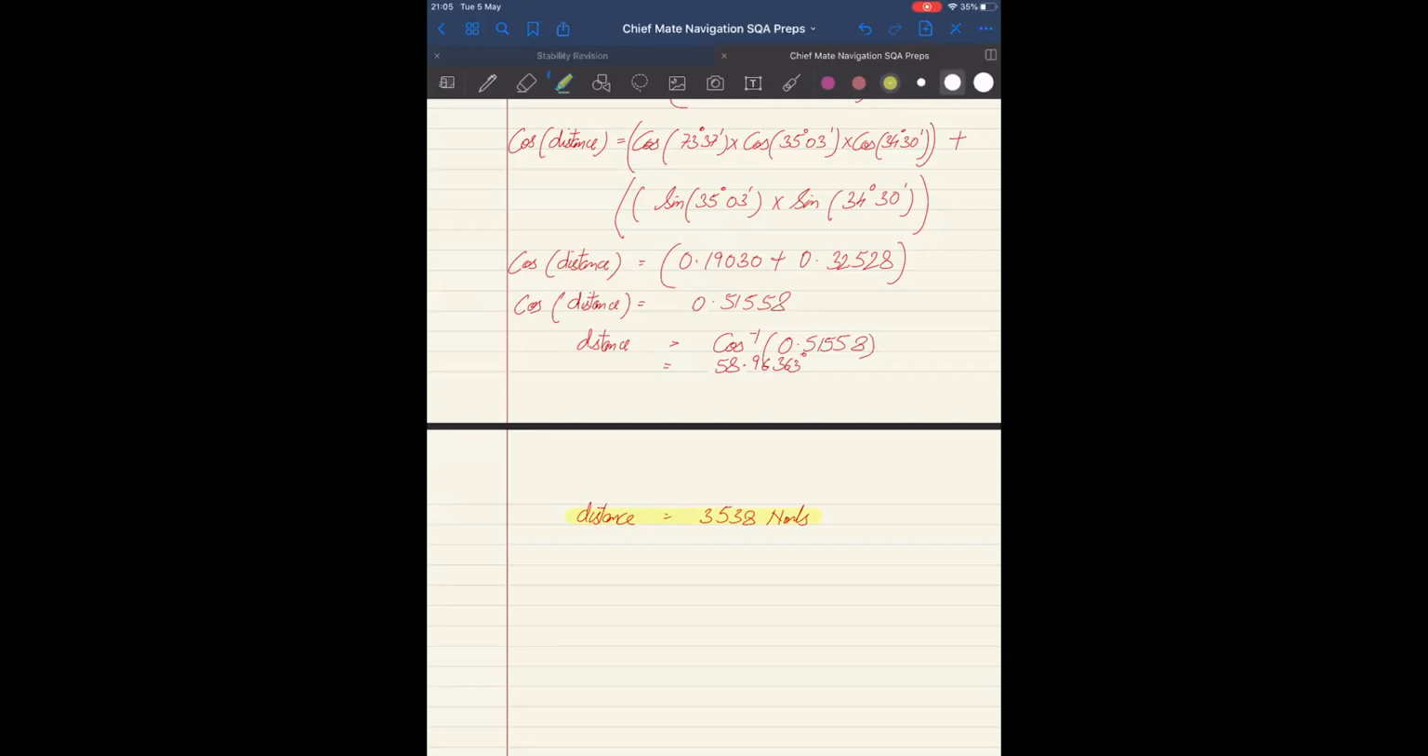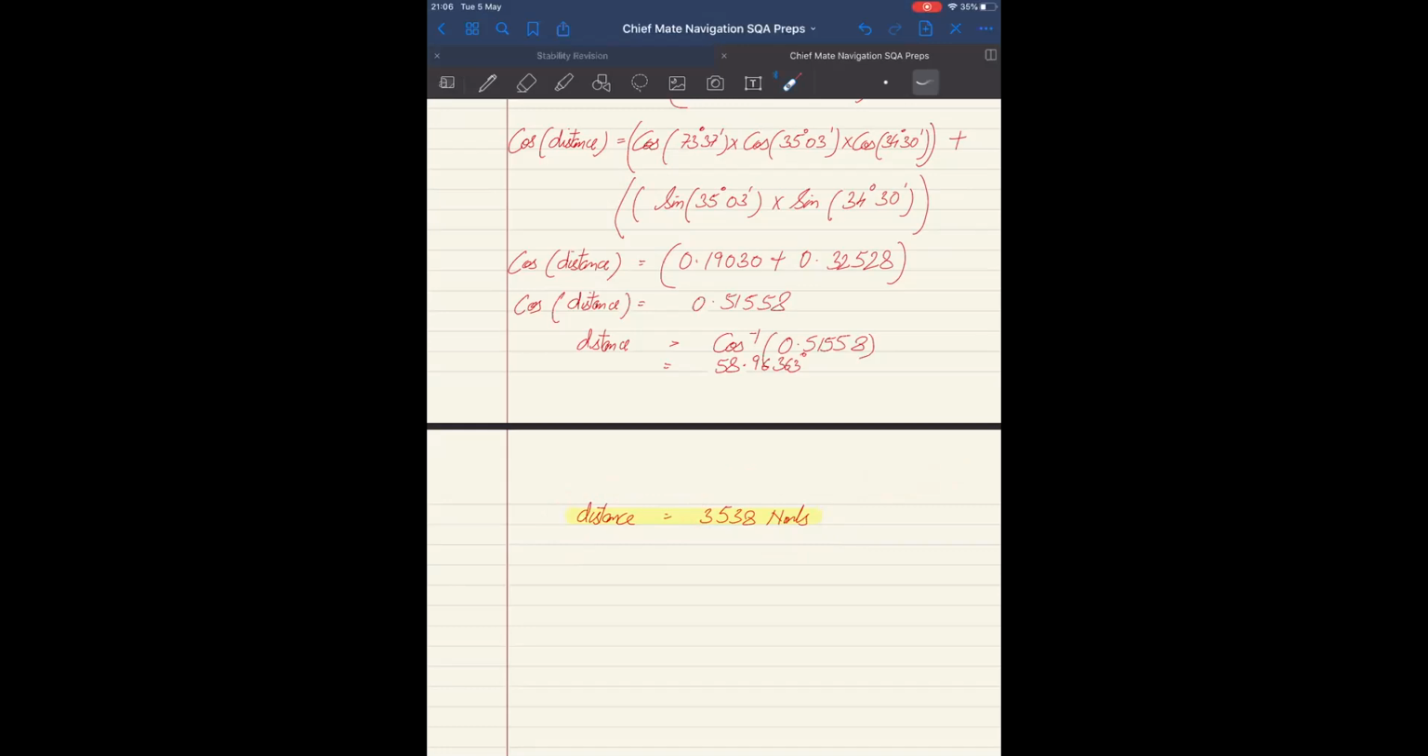For MCA exam purposes, all your distances need to be rounded off to the nearest mile. You cannot write 3537.8, which was the answer I got. So you cannot write this. You have to round it off to the nearest nautical mile when calculating the distances.